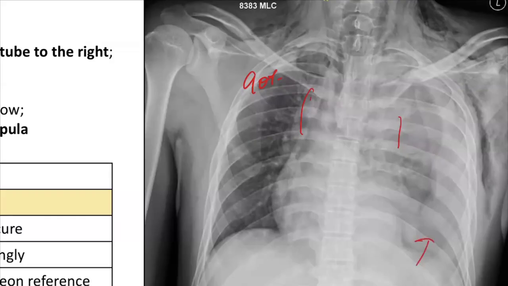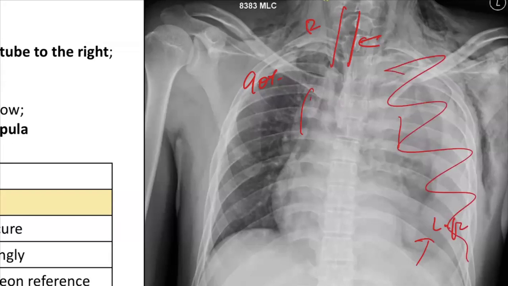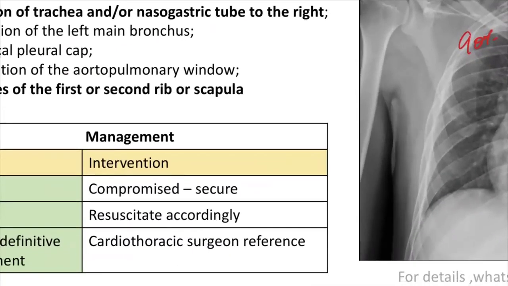Along with it, there can be a left-sided pleural effusion. The trachea will be pushed towards the right side. You can see this is the trachea which is pushed towards the right side. Left-sided pleural effusion, everything is wide out on the left side. What else do you need to pick up? Loss of the aortic knuckle can be seen, but it is very difficult to pick it up on this X-ray.